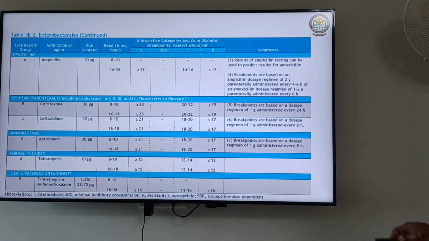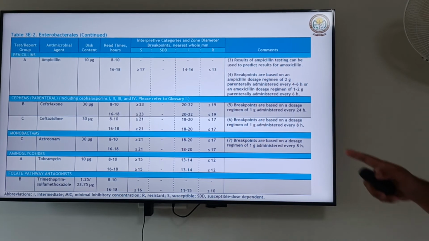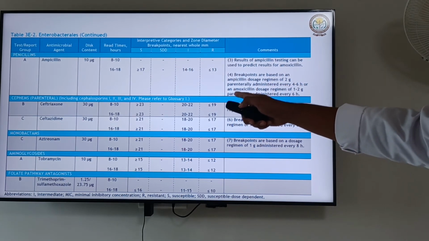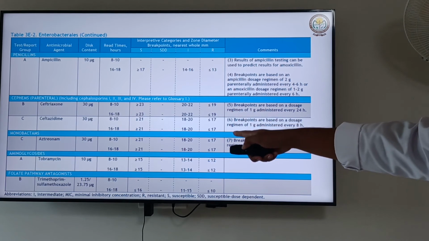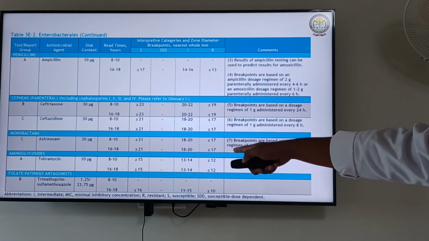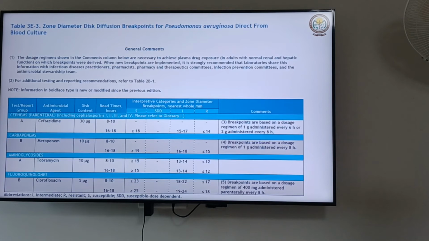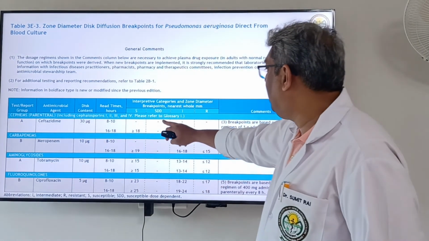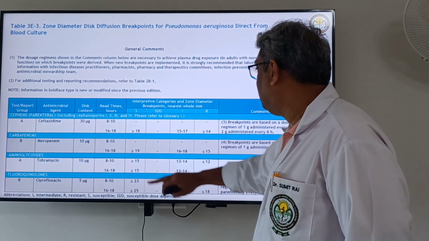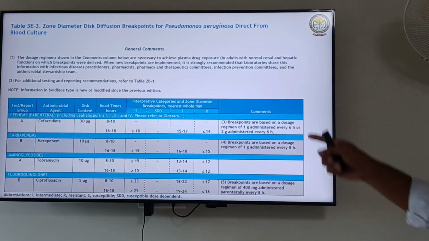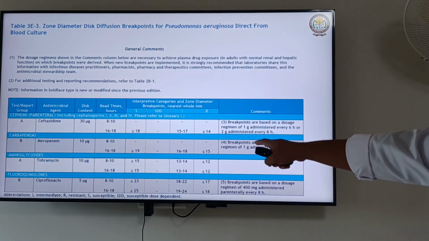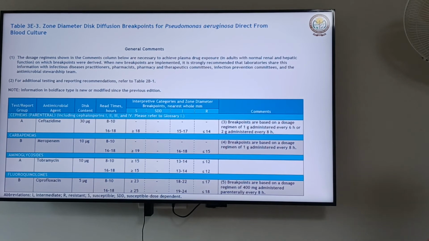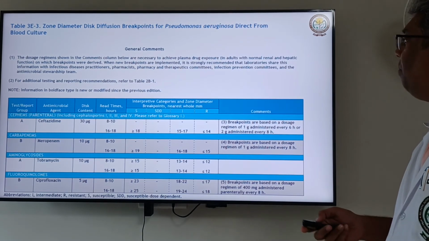So that is one issue with Enterobacterales, that you can give the interpretation only for these antimicrobials: ceftriaxone, ceftazidime, aztreonam, tobramycin, and cotrimoxazole at 16 to 18 hours. Otherwise you can't give for earlier ones. Similarly, it goes for Pseudomonas aeruginosa also. You can see there are no breakpoint zones at 8 to 10 hours for ceftazidime and meropenem, whereas for tobramycin and cipro they are there.